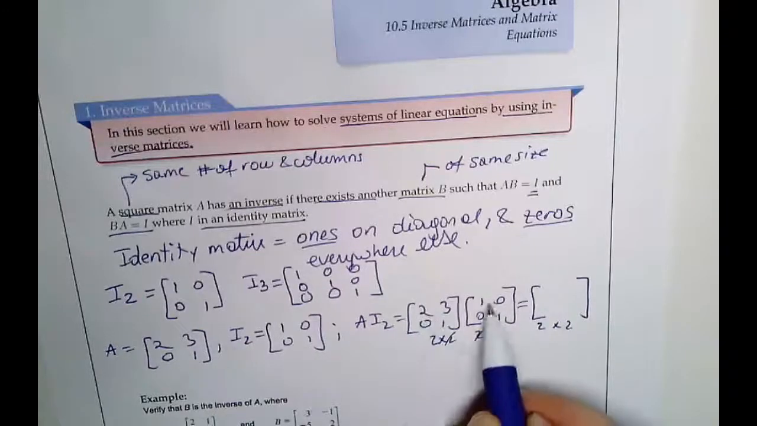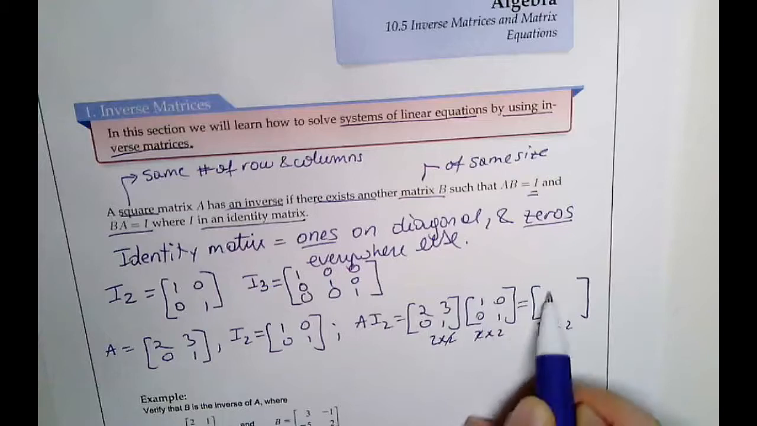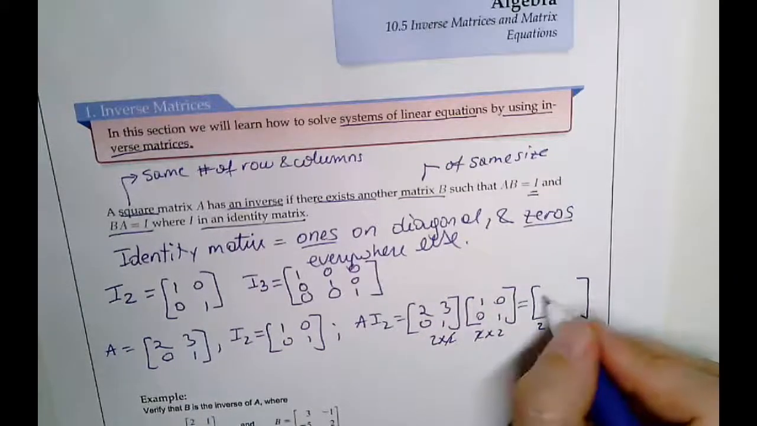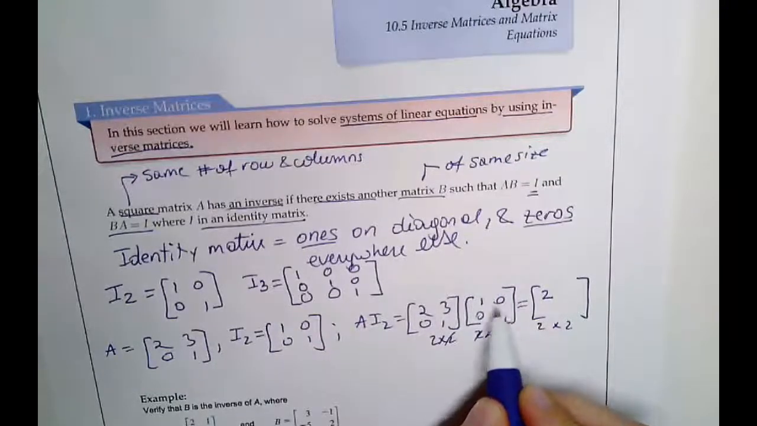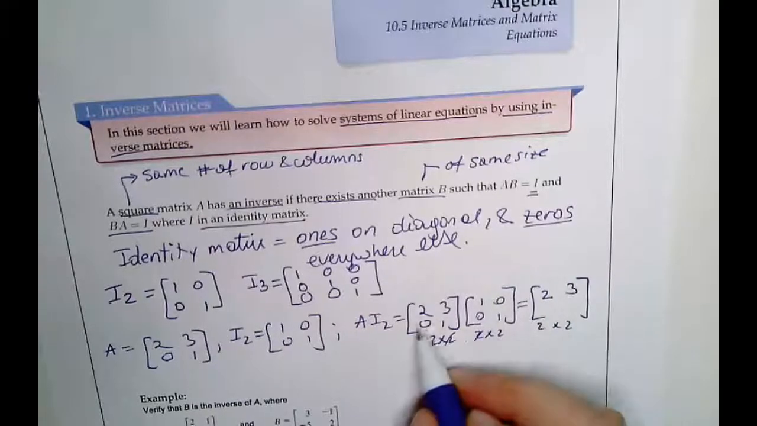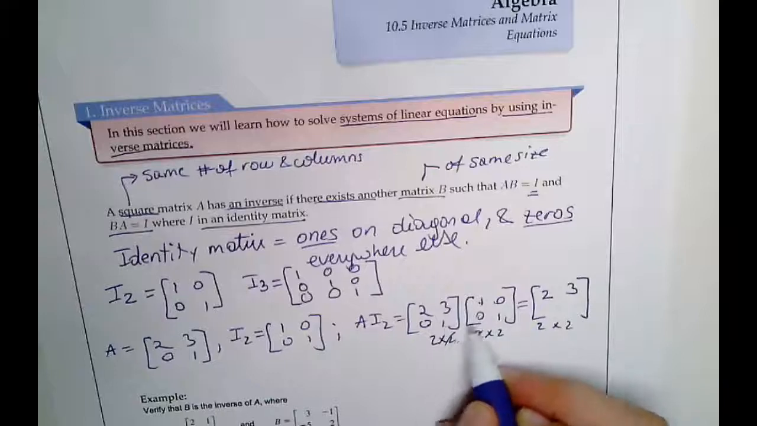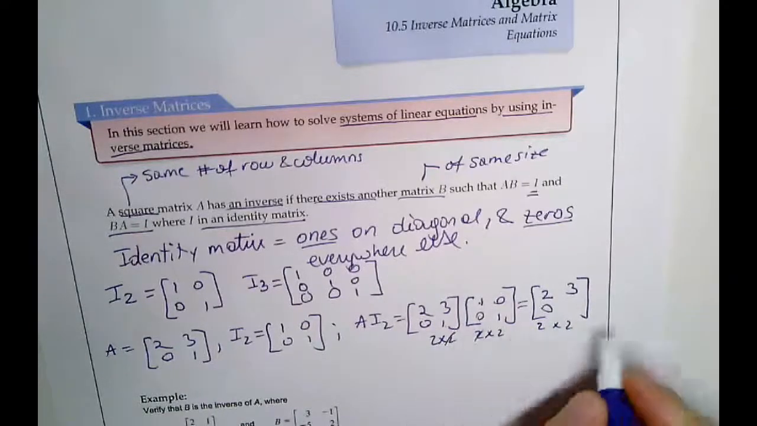I'm going to do 2 times this plus this times this. So I take the first row, multiply by the first column, and that goes in here. So 2 times 1 is 2 plus 3 times 0, so that's just 2. Then I take the first row, 2 times 0 is 0 plus 3 times 1, that's 3. And then I look at the second row and multiply by the first column. 0 times 1 is 0, plus 1 times 0 is 0. And then 0 times 0 is 0, plus 1 times 1 is 1.